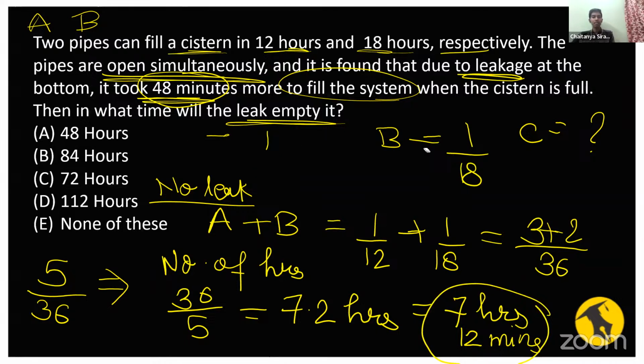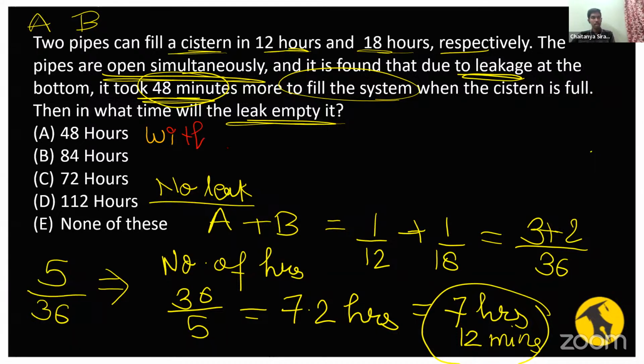Now what I have been given is that with leakage, it takes 48 minutes more. So with leakage, so I'll change the color. With leakage, so A plus B and some leakage which is minus C, which I have assumed. So here the minus means the water is coming out of the tank. So I am taking 48 minutes more. So I am taking 8 hours. So efficiency would be 1 by 8.